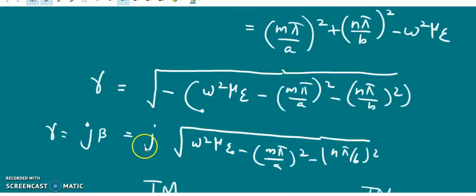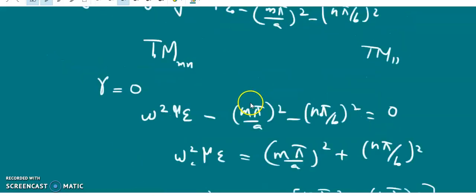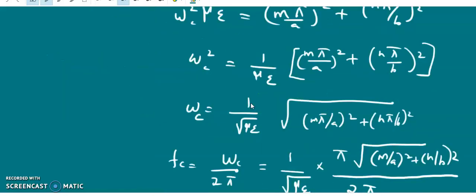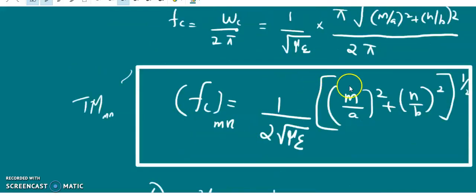We have already derived the value of gamma for TM mode, which is jβ equal to j into root of ω² με minus (mπ/a)² minus (nπ/b)². And also we have found the cutoff frequency for that case. So this is the cutoff frequency of a TM mode. The same equation is true for the cutoff frequency of a TE mode. So the propagation constant and the cutoff frequencies are the same for both TM mode and TE mode for a rectangular waveguide.